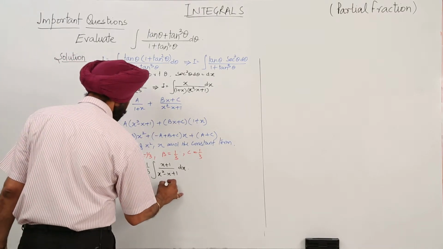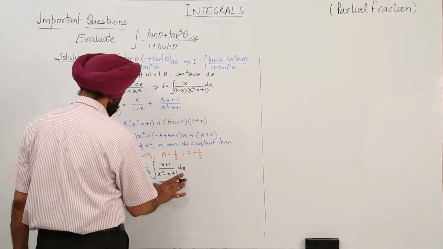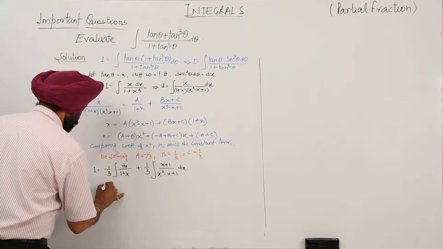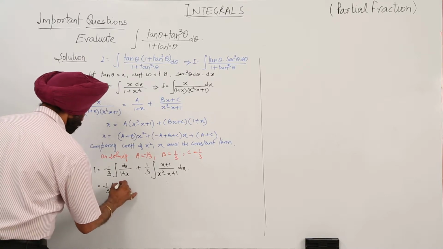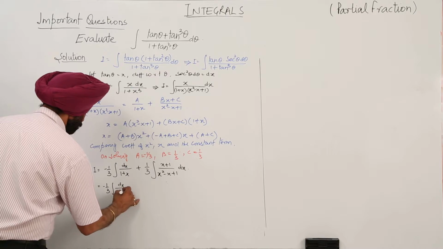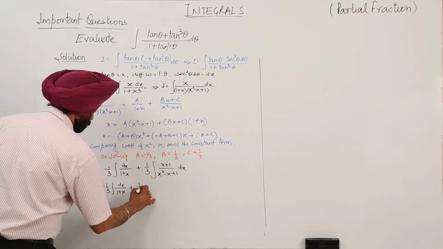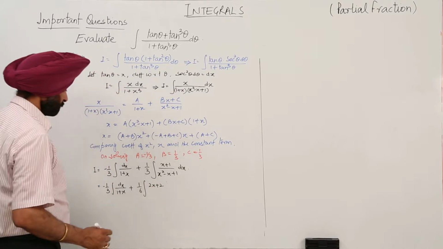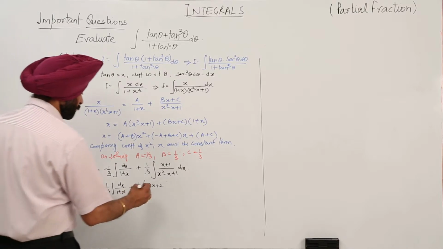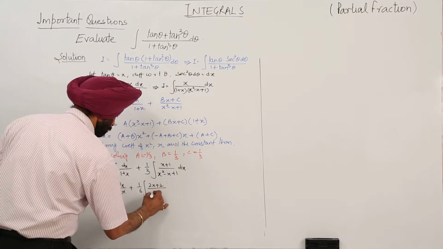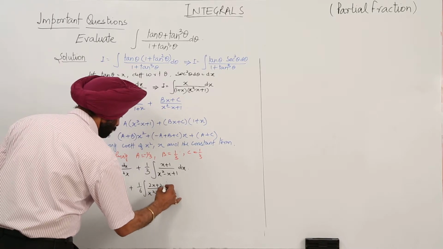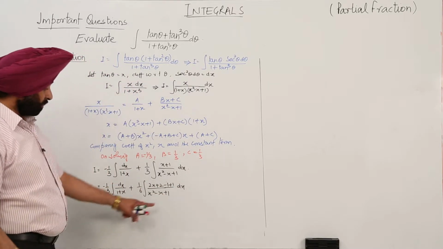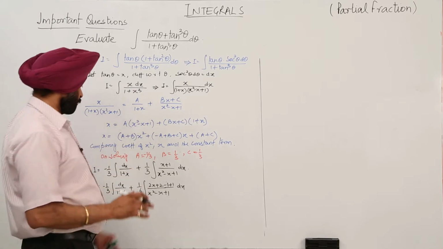Now solving this part first. We can write it as 1 by 3 integration of dx upon 1 plus x plus 1 by 6 integration of, multiplying and dividing by 2, (2x plus 2) upon x square minus x plus 1, then minus 1 plus 1, dx. We have to solve this, so I have directly written here what we are going to do.